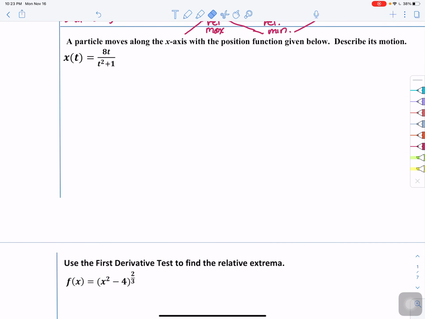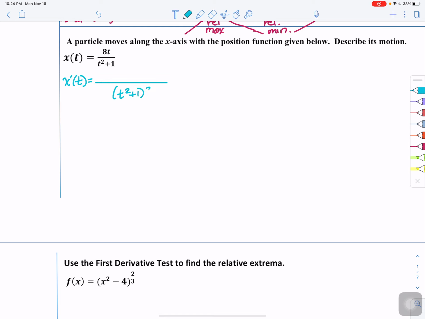Now, this includes motion. I don't want to get too caught up in it, but we're just going to talk about this particle moving along the x-axis, and we're just going to describe its motion. I'm going to tell you this algebra is going to really be of interest to you. So we're just going to work through it. We have to find the derivative of this function.